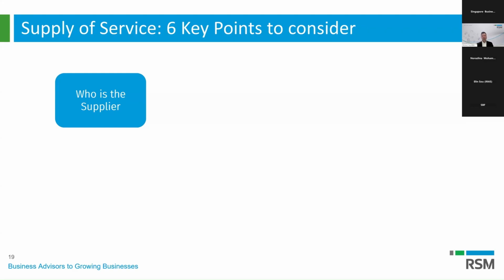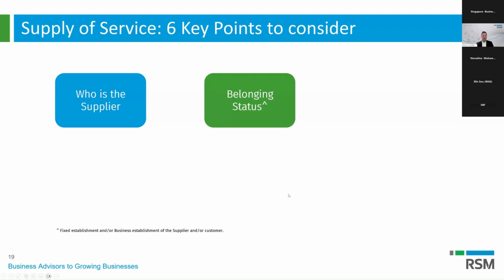Next key point, the belonging status, which I believe Eileen has also shared earlier. Belonging status refers to the fixed establishment and or business establishment of the supplier. Obviously, we must not also forget the fixed establishment and or business establishment of the customer for certain zero rating conditions under Section 21(3). We'll also be looking at some examples later, so do not worry.